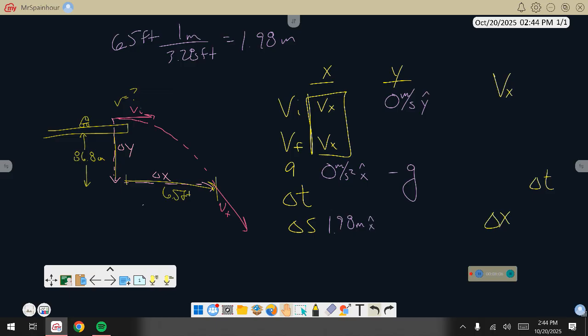And what else do we know? Delta y is? Not quite. It's not 0.868. Let me say that differently. It's not positive 0.868. It is negative.